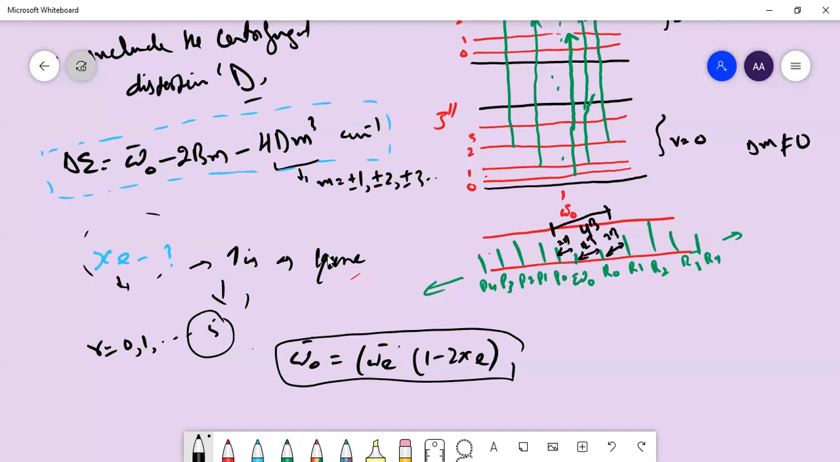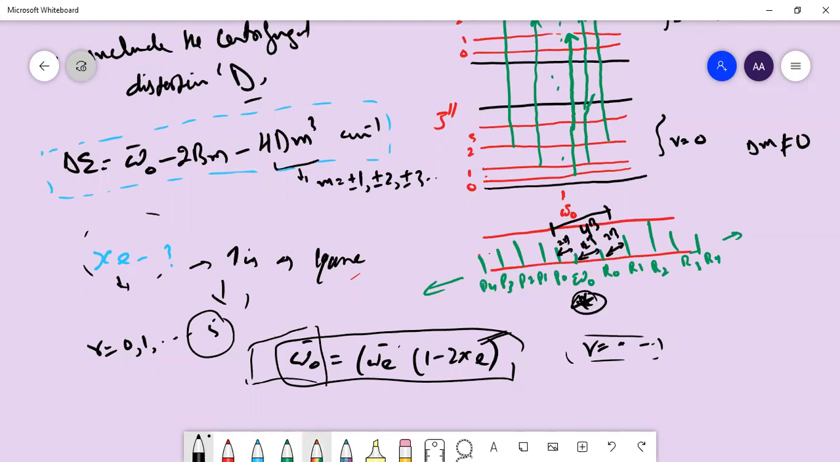So if you have to calculate this omega naught, that is the band center, you have to include this Xe, because we know that at higher values of your vibrational quantum number, this will increase as the square of the second term. So this Xe affects not only the position of your band origin, this particular omega naught bar, but by extending.